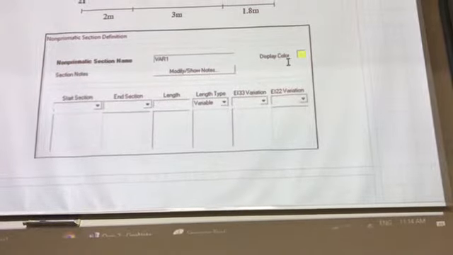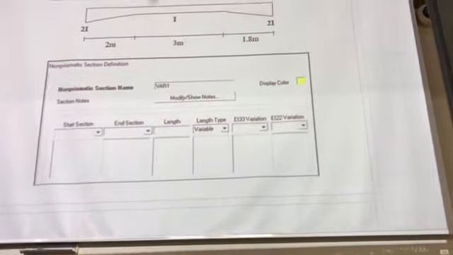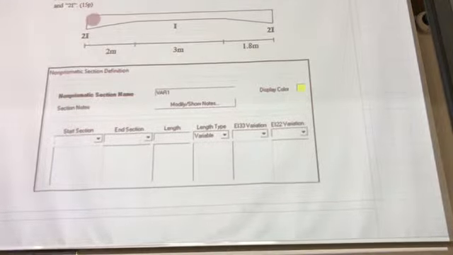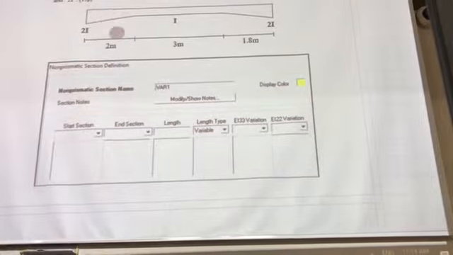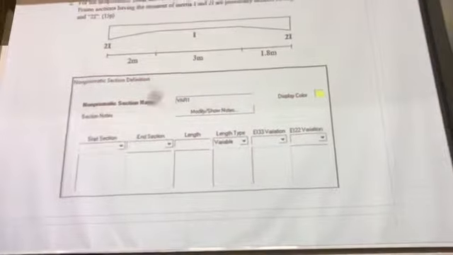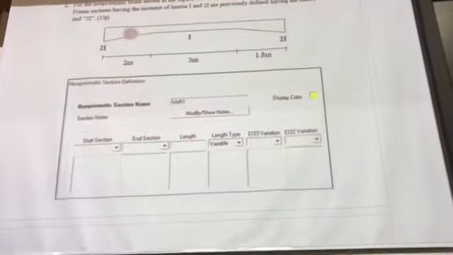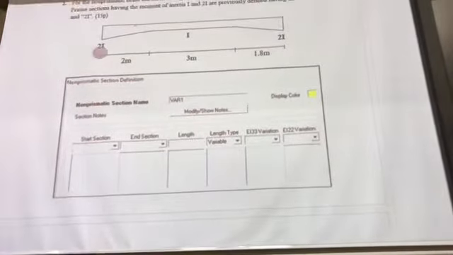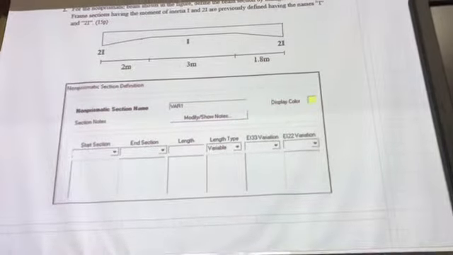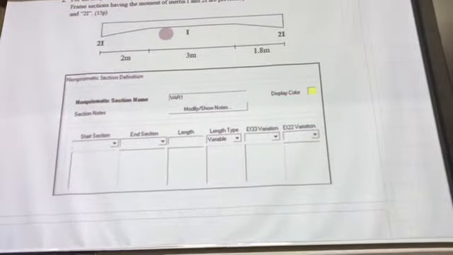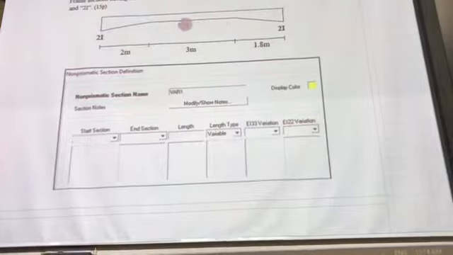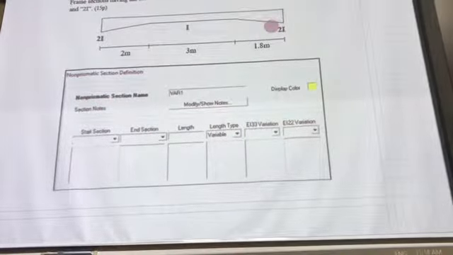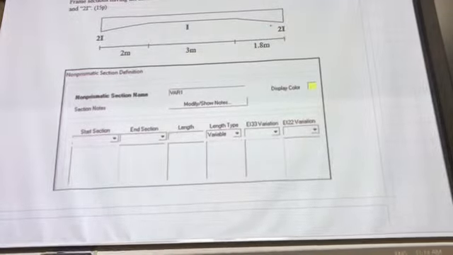Okay, we have a non-prismatic section here. I and 2I are previously defined, having the names I and 2I. Now, you see, we have three regions here. In the first region, we have a variation in depth of the beam. In the second region, we don't have variation, it is constant. But in the third region, again, we have a variation in depth, not width.